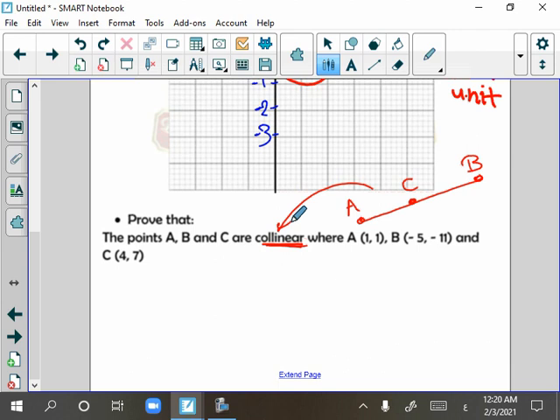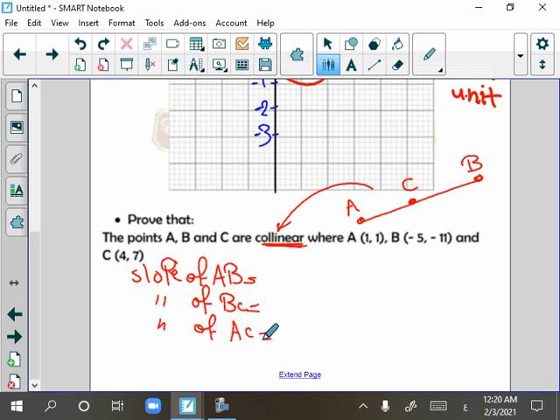Firstly, we will find the slope of AB, and find the slope of BC, and find the slope of AC. If all of the slopes are equal, then we can say that A, B and C are collinear, or we can say A, B and C are on the same straight line.